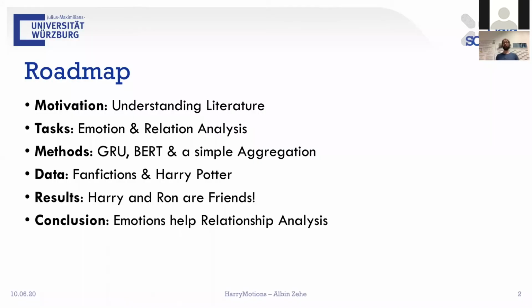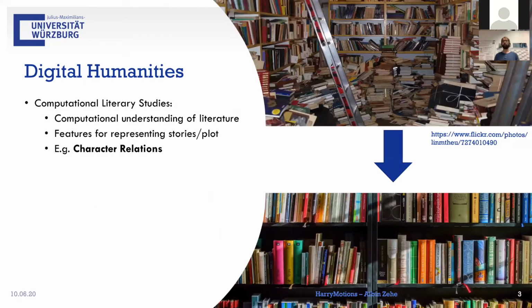For my roadmap, first I'll give a quick motivation for the paper, then I'll describe the two tasks that we're dealing with, which are emotion classification and relationship classification. I'll describe the methods we're using, our datasets, and of course our results, with the spoiler that we'll find Harry and Ron are actually friends. And then I'll give a conclusion and show that emotions can actually help to classify relationships between fictional characters.